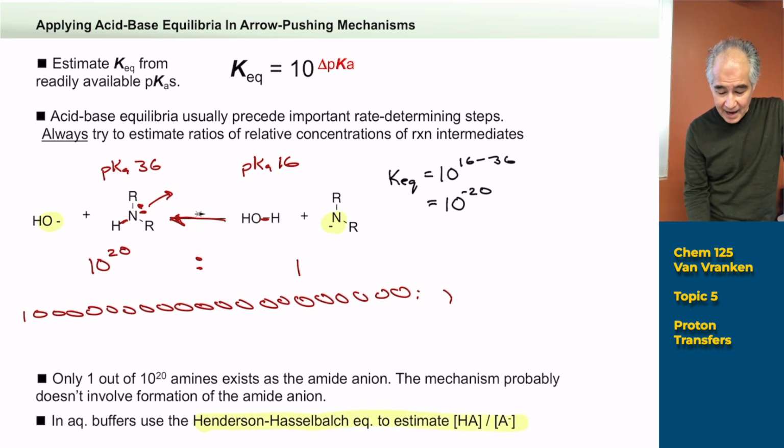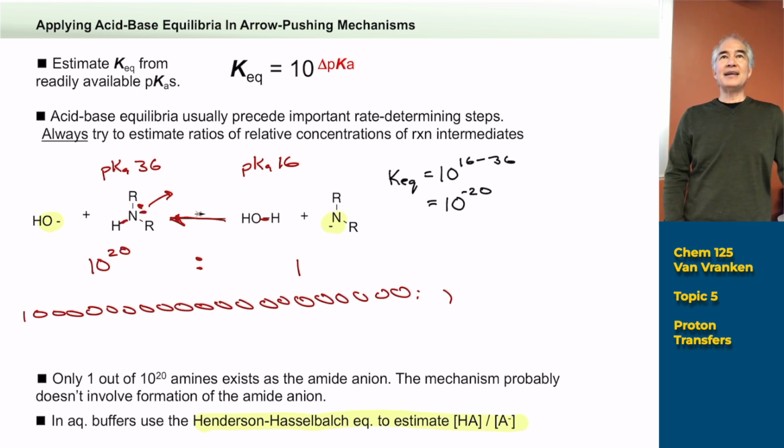I'm not going to go through that. I think you've had experience with this. Under buffered conditions, you use the Henderson-Hasselbalch equation to determine the ratios of HA and A minus. Again, unless I write pH equals 3 and phosphate buffer, which is never in this class, then don't use Henderson-Hasselbalch. We'll use this simpler equation here. I want you to think about ratios of starting materials and products.